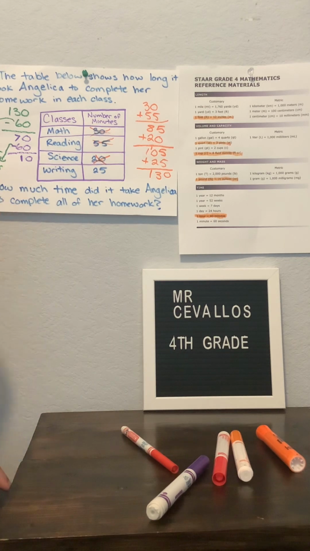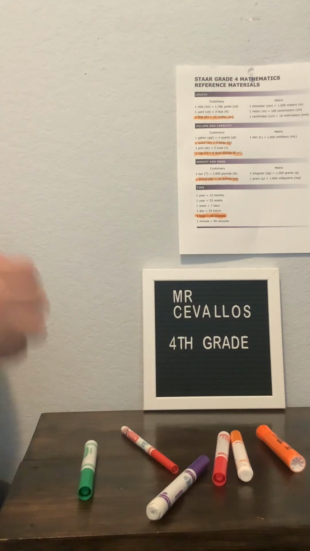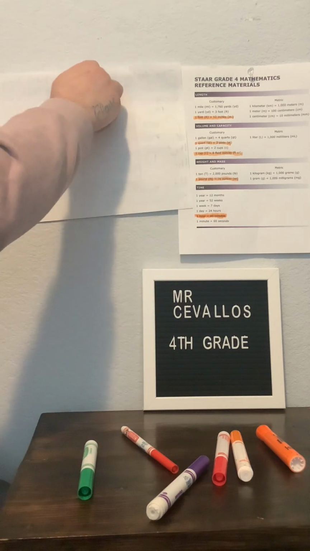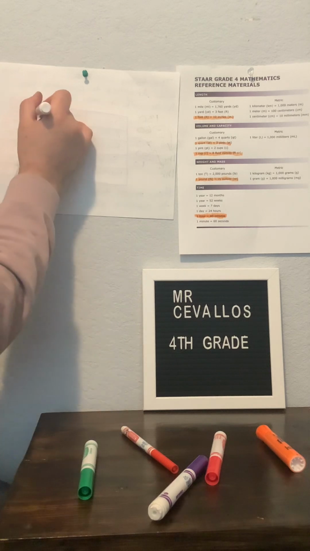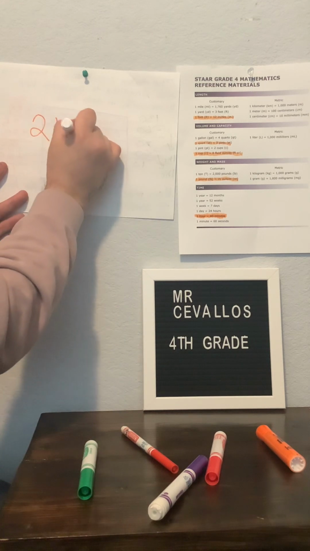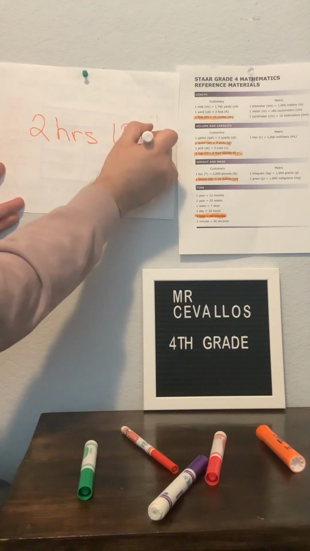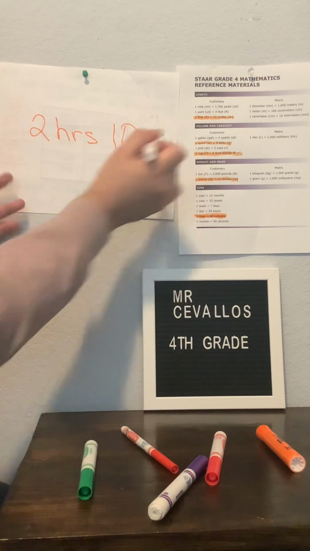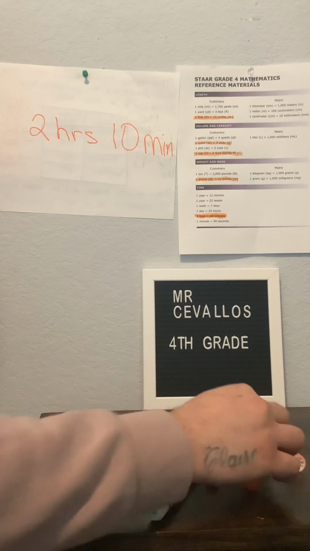So how much time did it take Angelica to complete all of her homework? 1 hour plus 1 hour, that's 2 hours, 10 minutes. What does that look like? I'll show you right now. That means that it took her 2 hours, I guess I can pluralize it, and 10 minutes. Now that's a pretty long time. Do y'all do homework for 2 hours and 10 minutes?